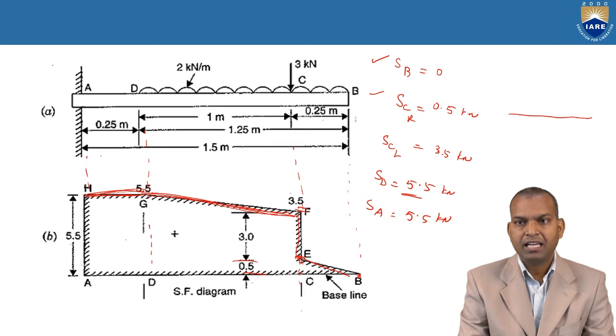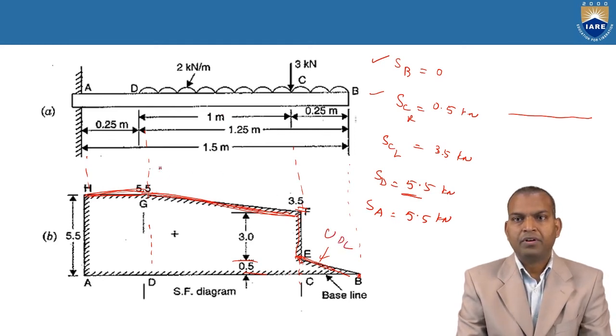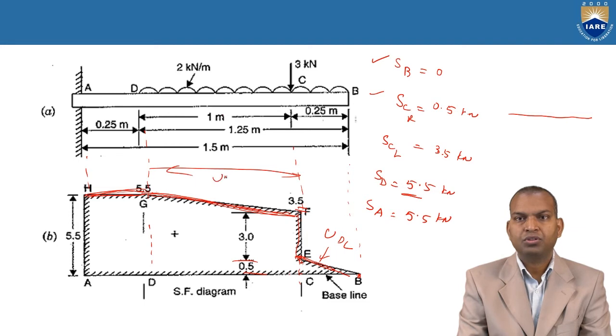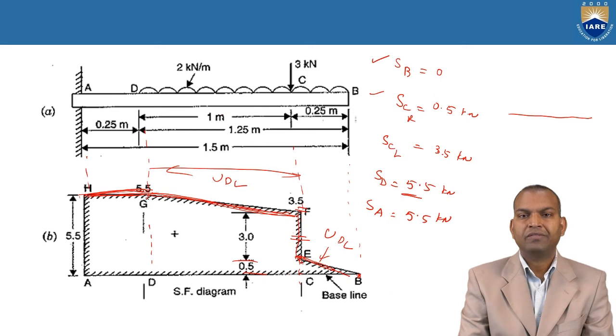Then next, there is again an inclined straight line. That is linear, which means a UDL is there. This portion has a UDL, and from here to here, this portion also has a UDL, and there is some point load acting. That's why we can understand the increasing and decreasing here. And again there is a horizontal line, which means there is no load between them.